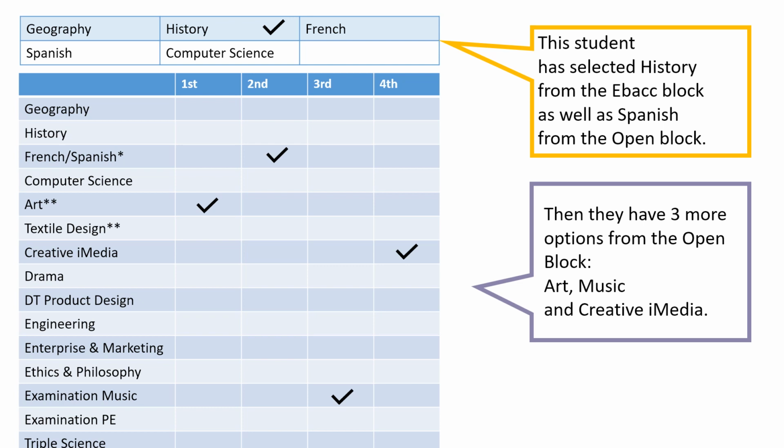They've chosen examination music, and if you look in the options booklet, there are 2 courses we are offering for examination music. One is a GCSE and one is a BTEC. Depending on the student's strengths, the music department will discuss with the child and will make the appropriate choice as to what course to put them on that stands them the best chance of getting the strongest outcome at the end of year 11. And then the fourth choice in this example is creative iMedia, which is another vocational subject.